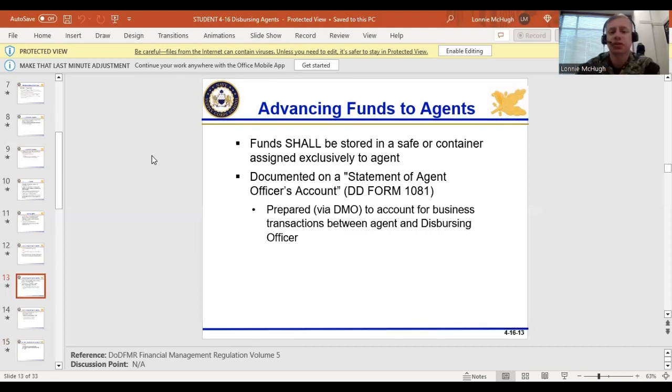All right, your agents are going to store their funds in a safe or container exclusively assigned to that individual. And they're going to fill out a form, DD Form 1081. And I'm going to go ahead and pull this one up for us as well.